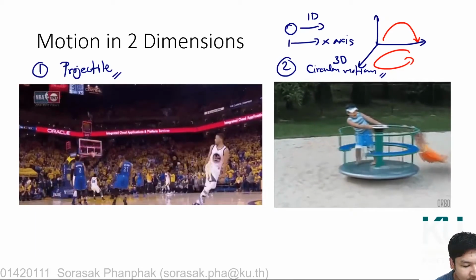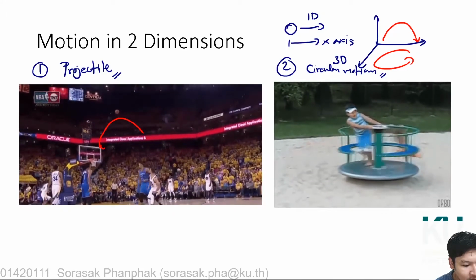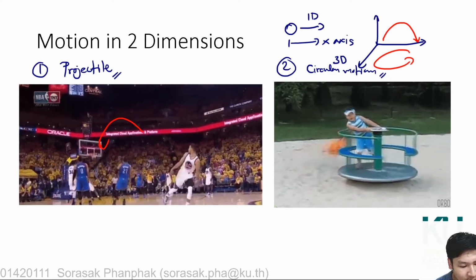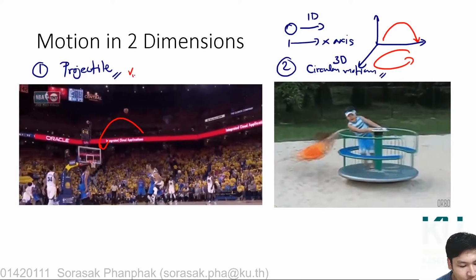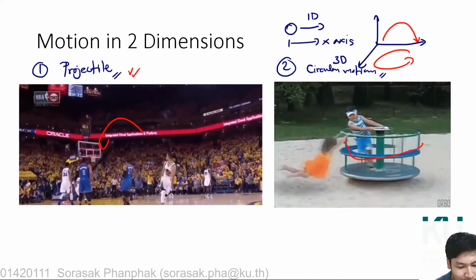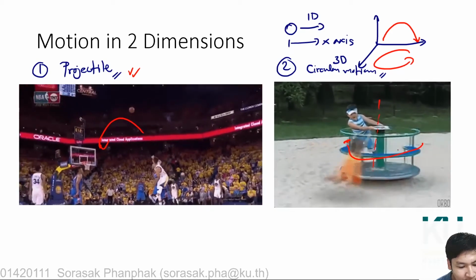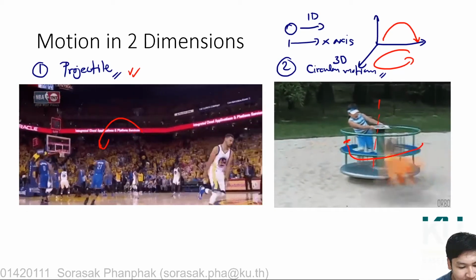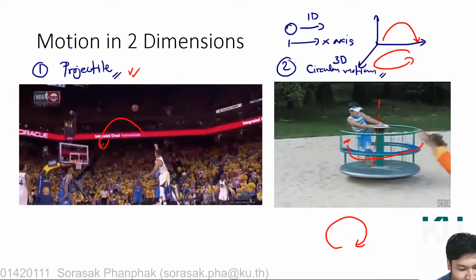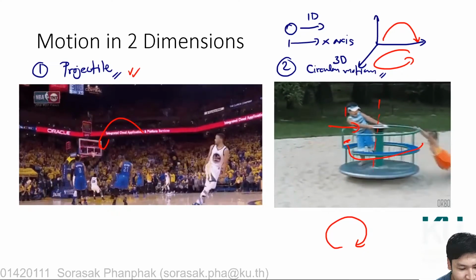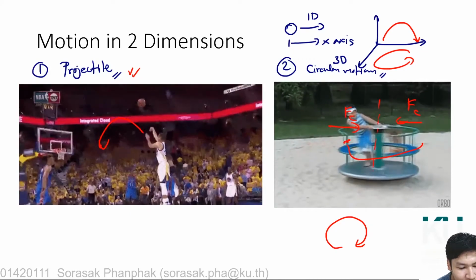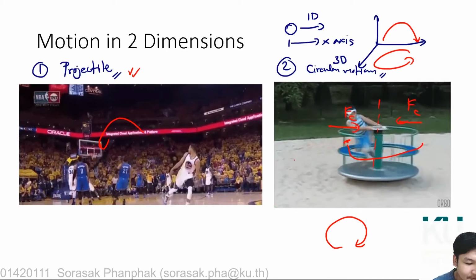As you see, this is the path of Steph shooting the ball out, and the curve comes as a parabolic curve, as in projectile motion. With this young girl, she swings around the center, and the reason she is moving in a circular plane is the force that attracts her inward, which we call the centripetal force. We will learn about these 2 motions today.